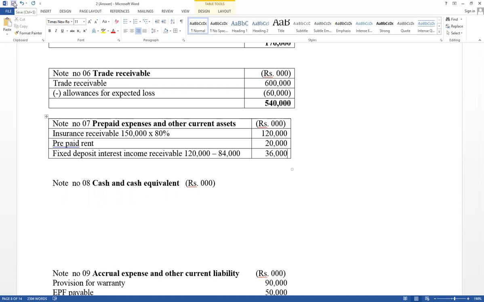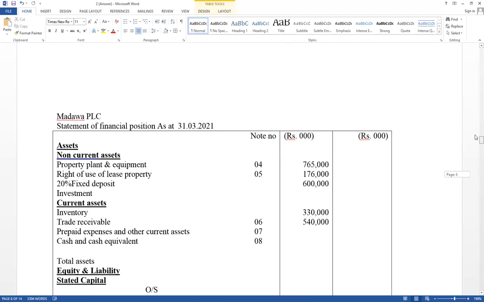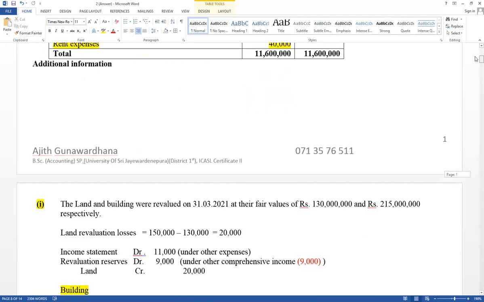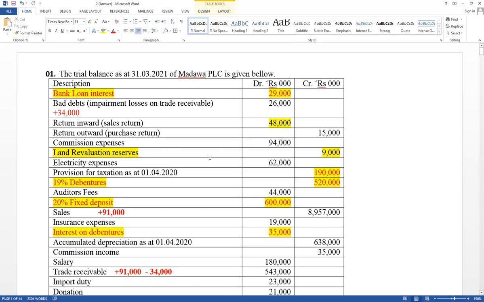Think about the trial balance, it also gave the bank loan, fixed deposit as well as debentures. Then all the adjustments are okay. Now the other information available in the trial balance.